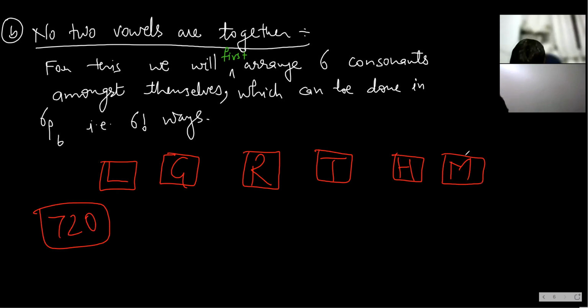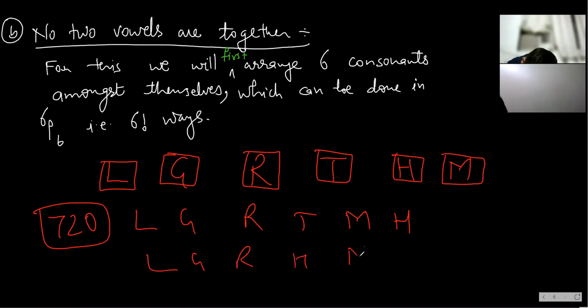Now I know what you are thinking. You are thinking, sir, where are the vowels? Just wait, we are going for the first step. The first step is I'm arranging all these 6 consonants amongst themselves. That is, see, I got L, G, R, T, H, M. The next one would be L, G, R, T, M, H. The next would be L, G, R, H, M, T. Like this, I will have 720 arrangements of consonants.